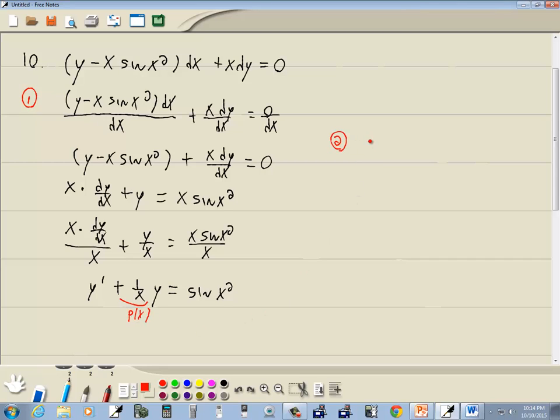So step 2, we need to find an integrating factor. So mu of x is going to equal e to the power of the integral of p of x dx, which is e to the integral of 1 over x dx, which is e to the natural log of x. Now we're assuming that we don't need absolute value bars on this. I didn't specify it again on this problem, I don't think, but we just assume that's true.